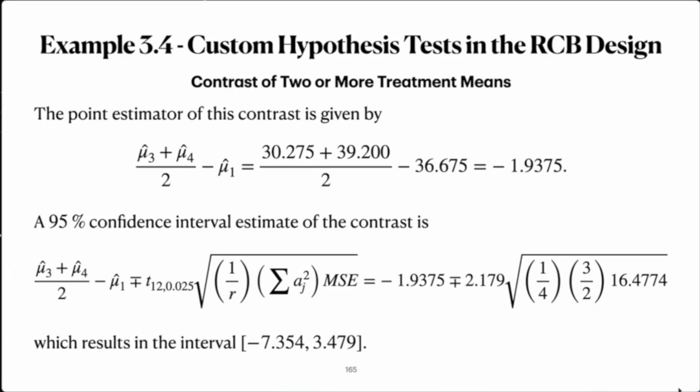Based on these two types of results, the hypothesis test where we failed to reject the null hypothesis, along with the confidence interval, we see that we would have no evidence at the 0.05 level of significance to conclude that a difference exists between the mean of treatment 1 and the arithmetic average of the means of treatments 3 and 4. So these are some examples of how we test hypotheses in the context of the randomized complete block design.